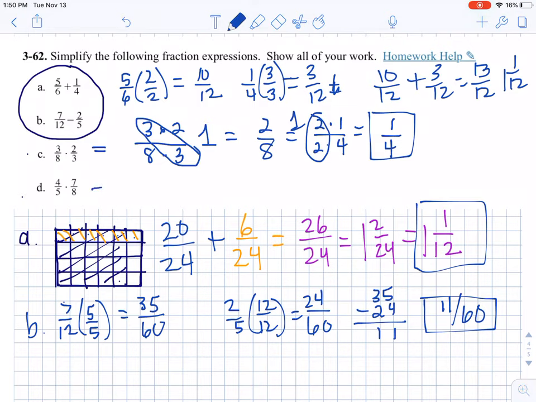And here we can say 4 times 7 for our numerator, and 5. And instead of putting 8, we can do 4 times 2. So I can take out this giant 1, and I'm left with 7/10.